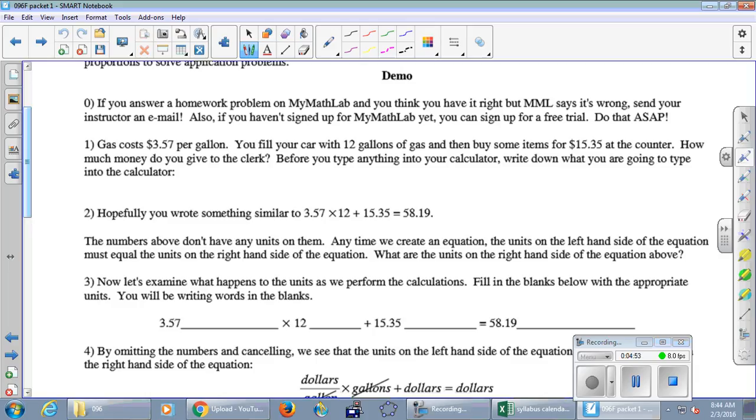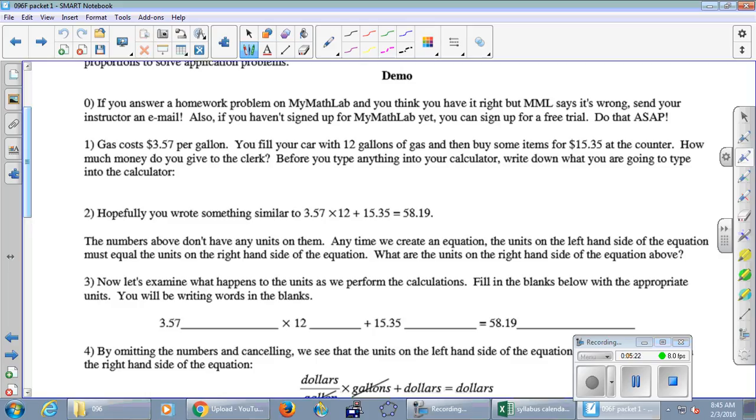Number one, gas costs $3.57 per gallon. I wrote this problem just a couple of years ago, and this was accurate. Now, I had no idea that we were going to be paying $1.75 a gallon. It's crazy that we're less than half of what we were not that long ago. But anyway, that number was realistic at one point recently. You fill your car with 12 gallons of gas and then buy some items for $15.35 at the counter. That's additional items to the gas. How much money do you give to the clerk?